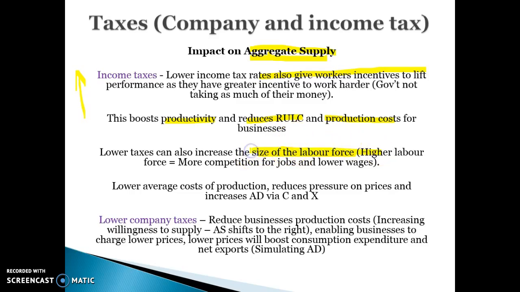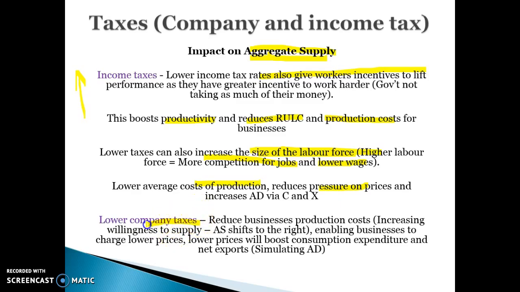That would be the same for the guy sitting at home that's never had a job. When taxes get lower, there's more of an incentive to go and get a job. A higher labour force puts more competition for jobs. People have to work harder. It also leads to lower wages because there's more people looking for jobs, there's more competition. And that lowers cost of production for businesses, reduces pressure on prices, and shifts supply to the right. And again, those lower prices will help to boost our international competitiveness and aggregate demand in the long term.